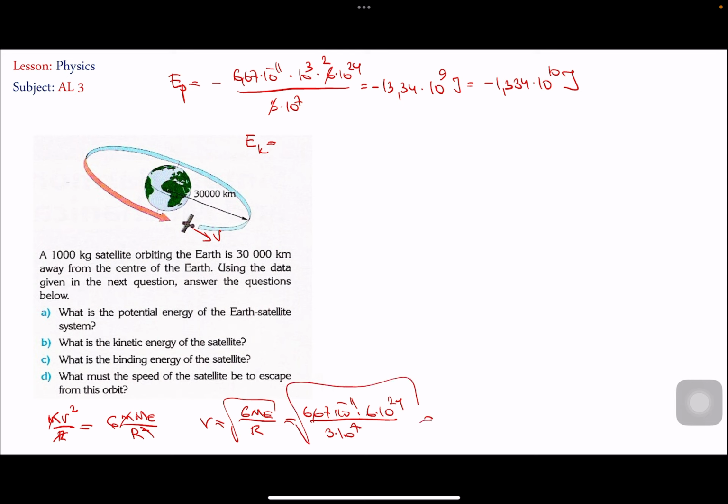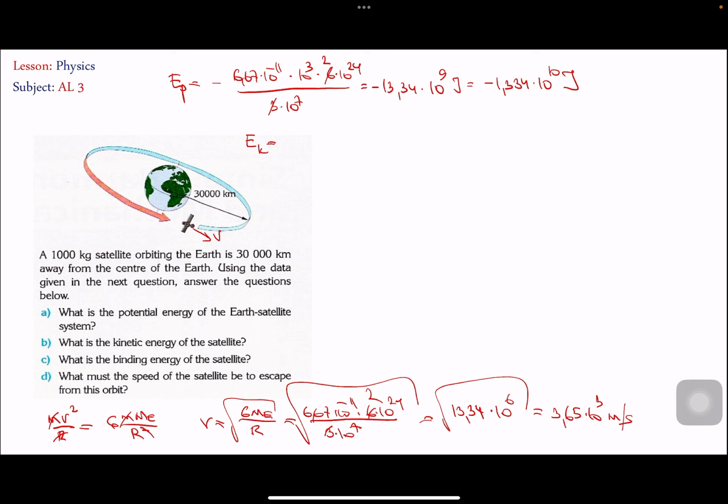I will simplify it again. I have the number that I calculated before, 13.34, and the 10 to the power of 6 that is present here, as I mentioned, and I will take it in the root. 13.34 times 10 to the power of 6 in a root will give me 3.65 times 10 to the power of 3 meters per second. So that's not the escape speed, that's the tangential speed that I'll have on this radius here.